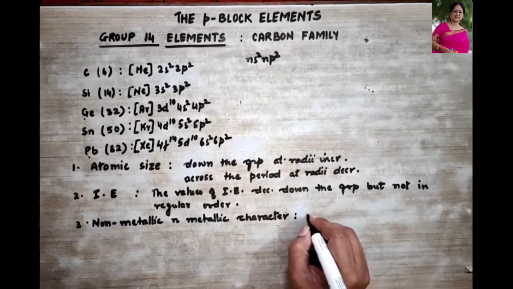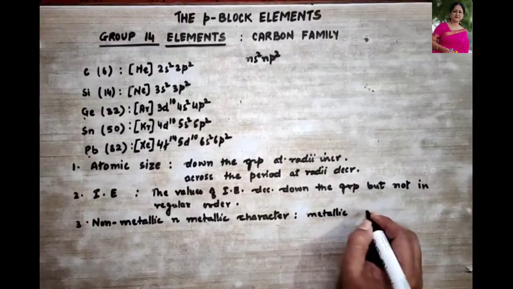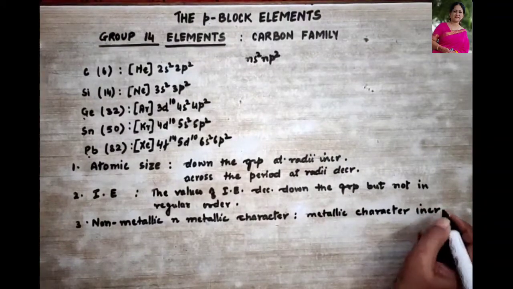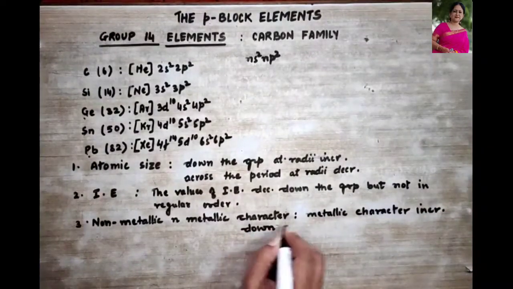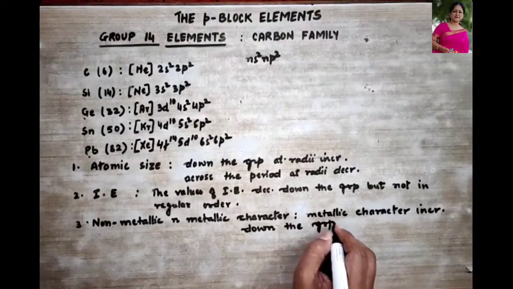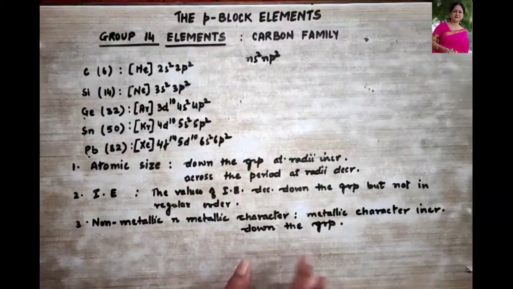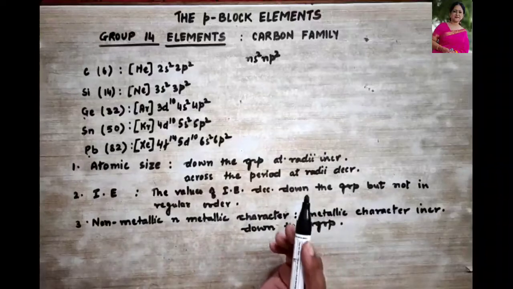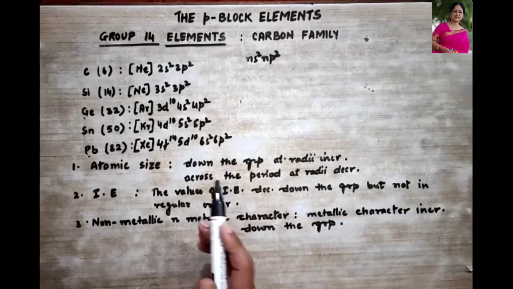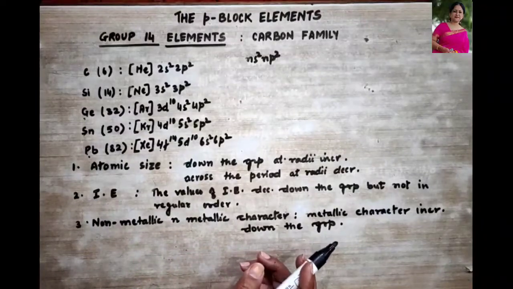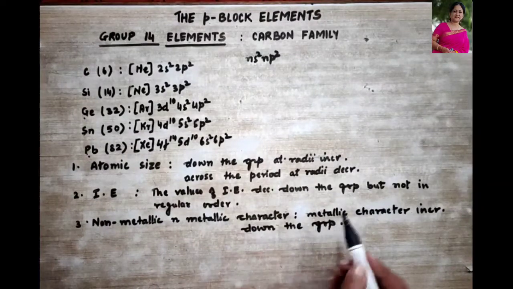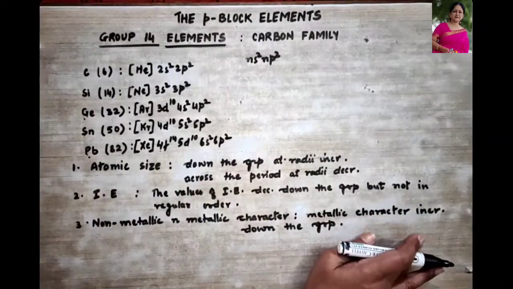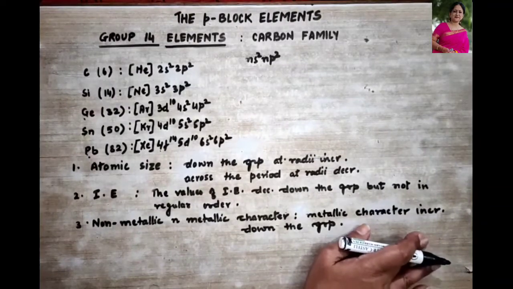We can write over here, metallic character increases down the group. Now remember, when you are asked to explain, this is not the only thing that you are supposed to write. You are supposed to write down with explanation what I am explaining to you. So if I ask what happens to the metallic or non-metallic character in the group 14 elements, you are not simply going to write that it increases down the group. You have to mention the reason why this happens. I hope till here it's very clear.